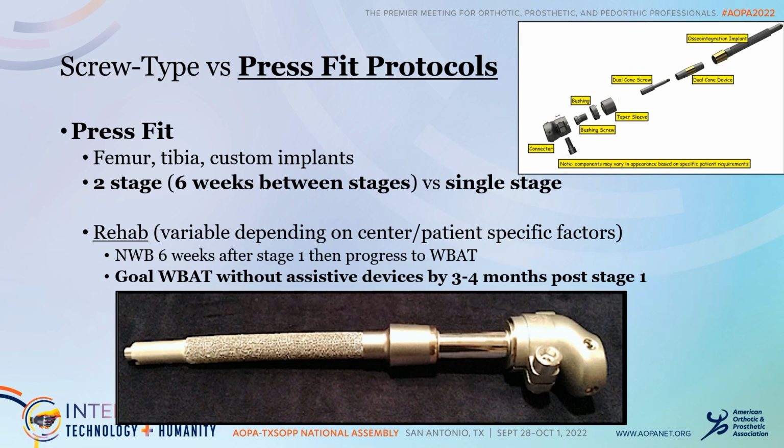It can be done in femurs and tibias, in a 2-stage technique or in a single-stage technique. And there's 6 weeks between stage 1 and stage 2 if it's done in a 2-stage technique. The rehabilitation protocols are very center specific. Some advocate initial weight bearing immediately after a single stage procedure, or others wait 6 weeks. Our program waits 6 weeks for both femurs and tibias, and has had good success with that protocol. The goal is walking unassisted, without assistive devices, 3 to 4 months after stage 1.